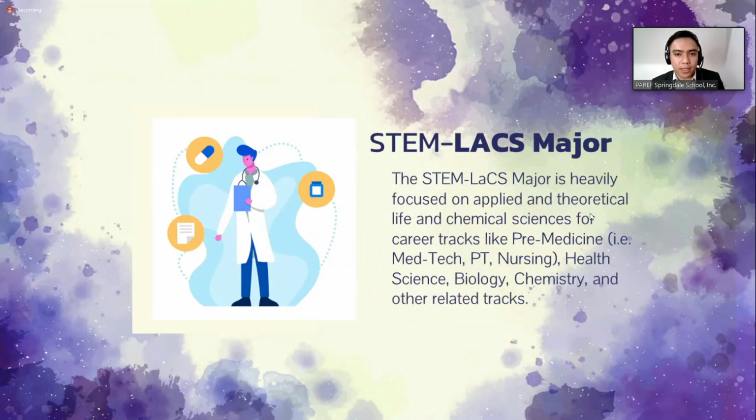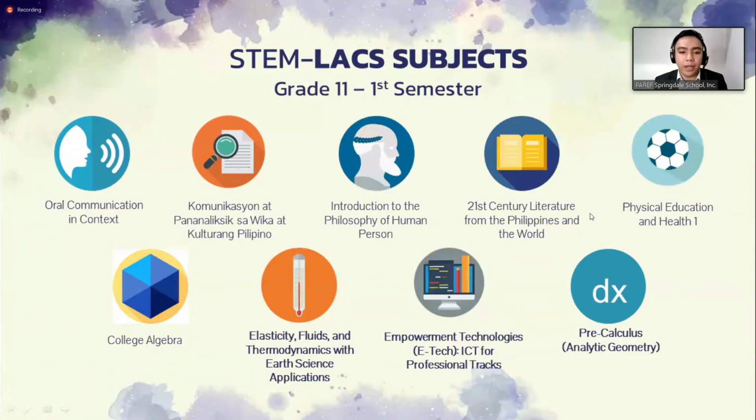If we look at the subjects in the first semester of grade 11, you see that the core subjects are technically still the same. But their major subjects are now custom fit to LACS, or to life and chemical sciences. We wanted them to have good training if they wanted to take a pre-medicine degree. So they have algebra still, college algebra, as a good foundation in mathematics. And then instead of earth science, we have elasticity, fluids, and thermodynamics, but with conceptual applications in the medicine field. We have empowerment technology for professional tracks, and then pre-calculus.